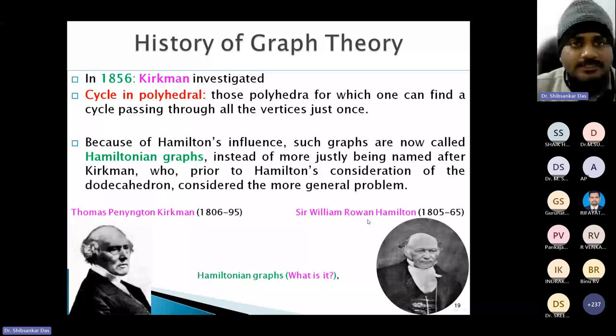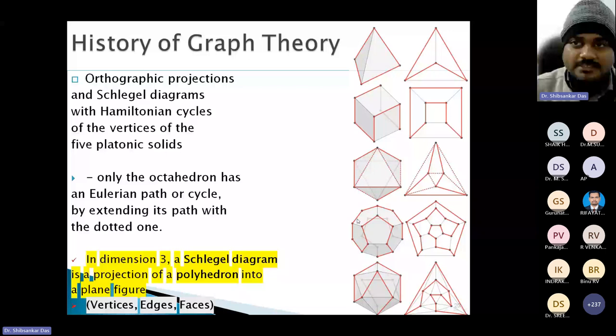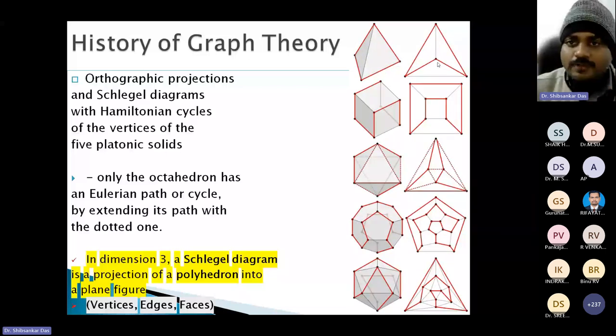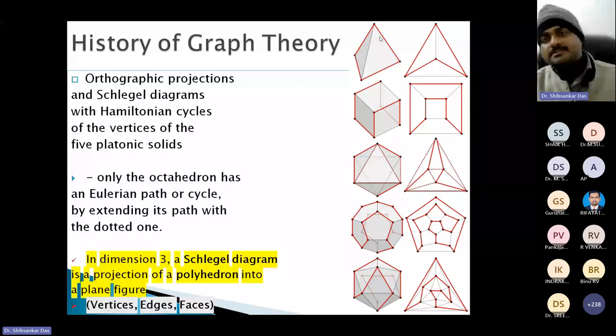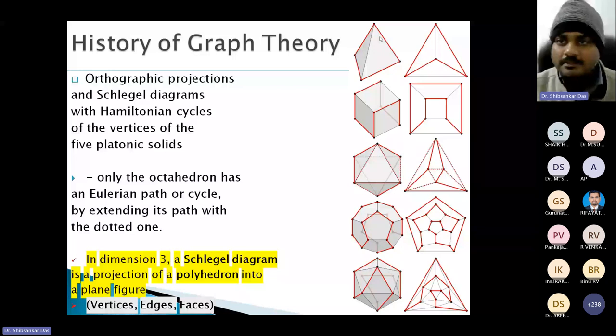Okay, so basically, look at the picture. These are the polyhedra, and can we find a cycle? Yes, you can find a cycle. This is a three-dimensional picture, and this is the two-dimensional representation of this 3D mapping, basically. The red one is the cycle.